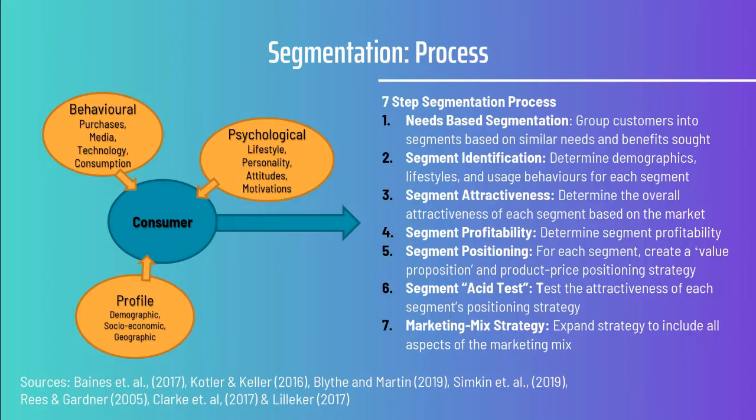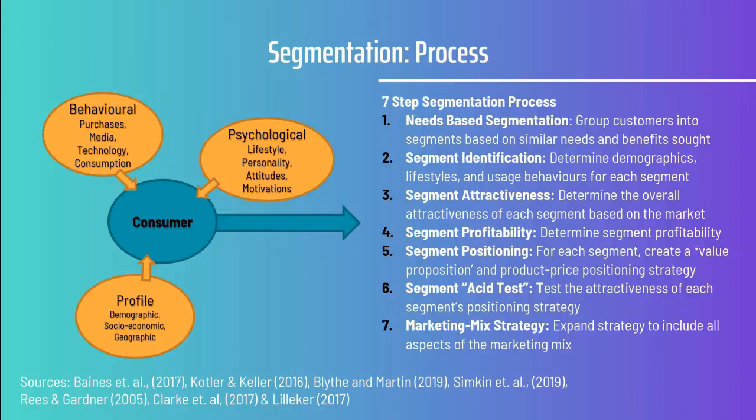It can be used to revise a marketing strategy, investigate a declining brand, or launch a new offer. It enables companies to have more direction and focus in their strategy, and in doing so grow their product or following. When building up a picture of your segments, there are three key areas to consider. Behavioural, so what consumers normally purchase, what media they consume, and what technology they use. Psychological, so things like lifestyle, personality, and their attitudes. And finally, profile, so looking at their socio-economic status, their demographic, and their geographical location.